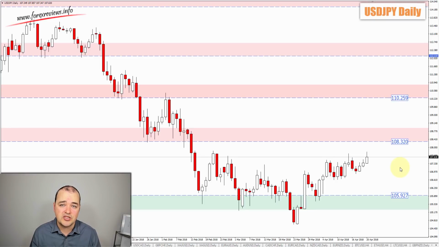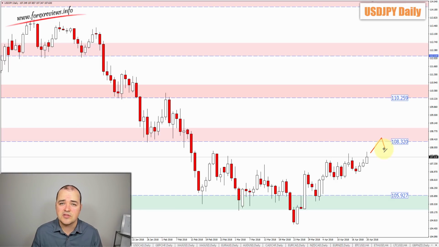Okay, next pair I'd like to highlight is USDJPY, and I'm on the daily chart. Now in USDJPY this week, what I'd like to highlight is much the same as the previous review of this market, and that is the 108.32 zone area. This is an area on this market that if price action tests this area this week, I'm interested in looking for bearish evidence in this area.